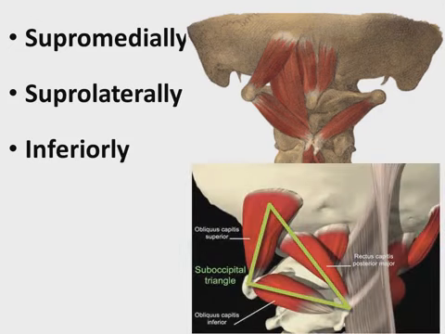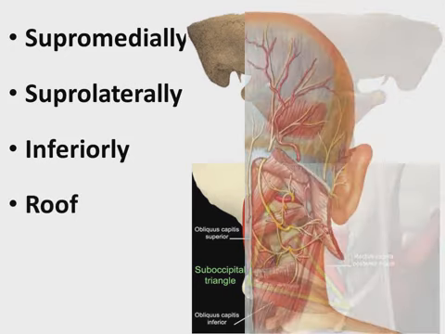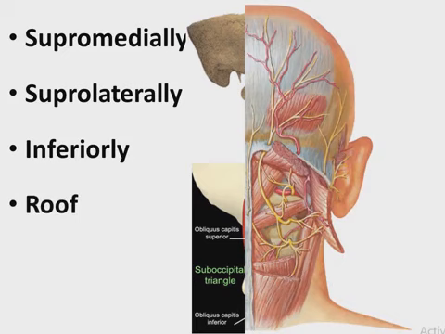Here we can see the triangular shaped area. It is called the suboccipital triangle. Superomedially it is bounded by the rectus capitis posterior major and minor muscles, superolaterally by the obliquus capitis superior muscle, and inferiorly by the obliquus capitis inferior muscle. Then the roof is formed medially by dense fibrous tissue covered by the semispinalis capitis muscle, and laterally by the longissimus capitis, occasionally by the splenius capitis muscle.